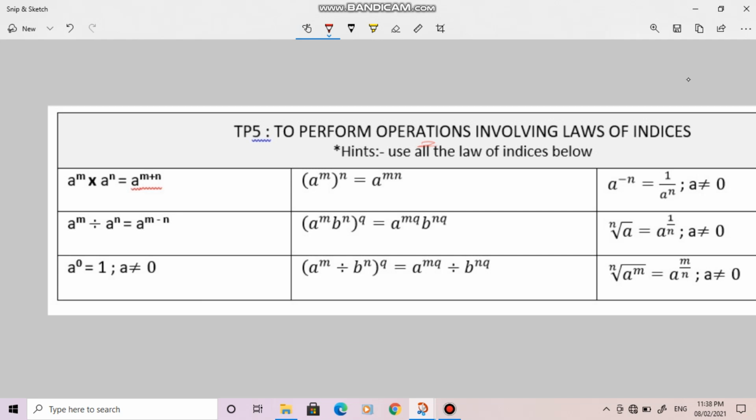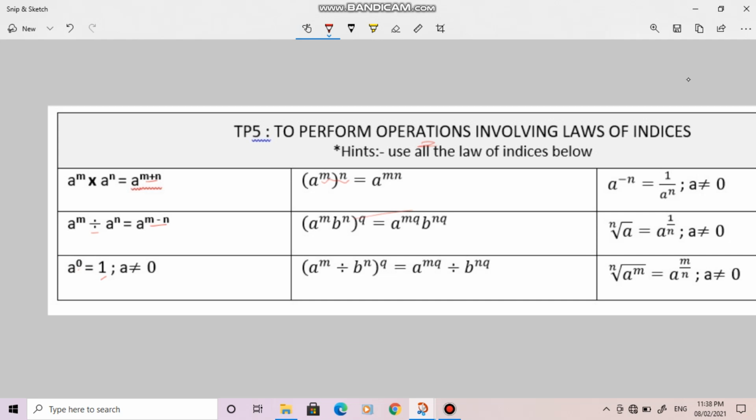For multiplication, just add up the indices. For division, just subtract the indices. Anything power of 0 must equal to 1. For a power of m power of n, you must multiply the indices, a power of mn. For negative index, a power of negative n must equal to 1 over a power of n.